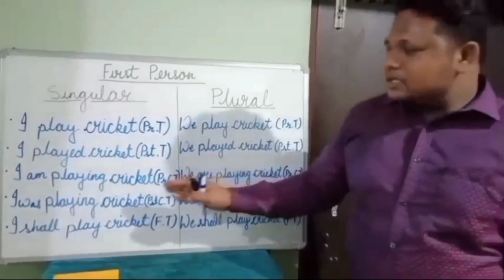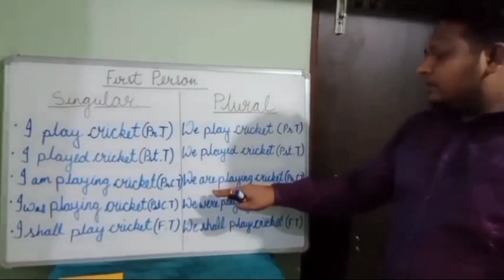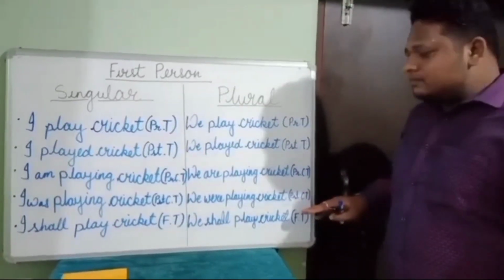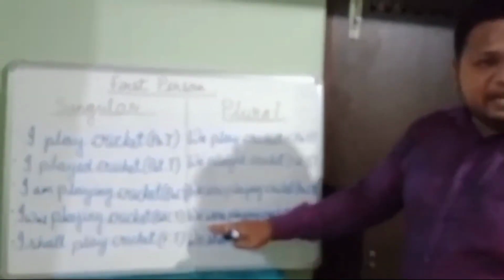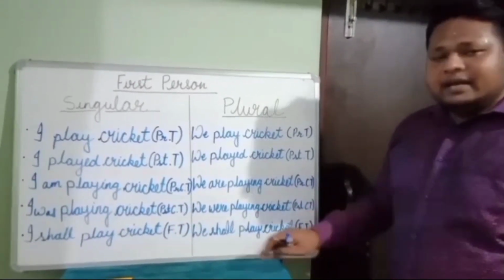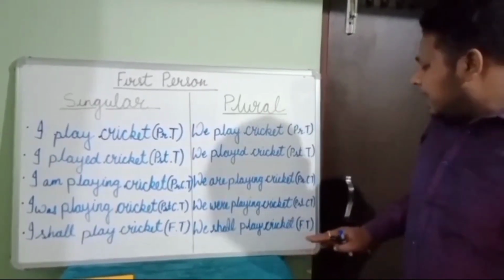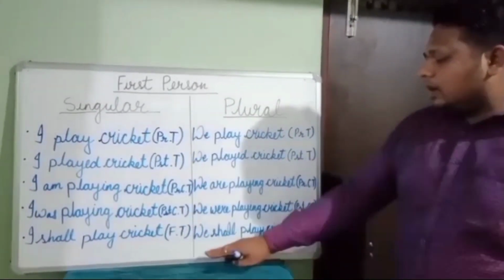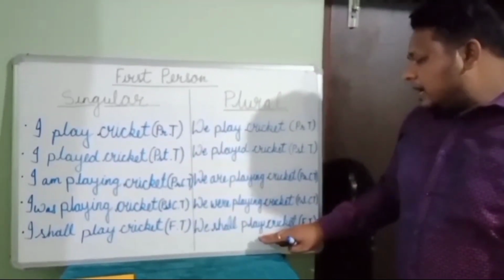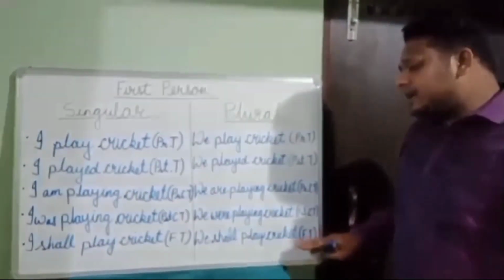In first person singular it was "I am playing cricket," and in first person plural it is "we are playing cricket." Now in past continuous we add the auxiliary verb were and the fourth form of verb playing: "we were playing cricket." In future tense we add the auxiliary verb shall and the first form of verb, and the sentence becomes "we shall play cricket."